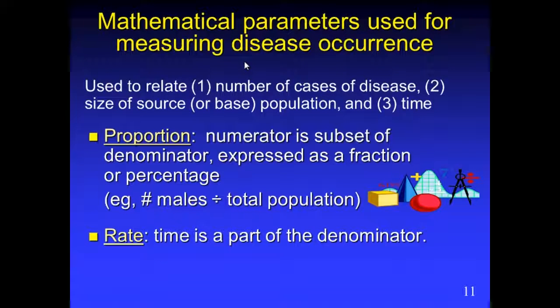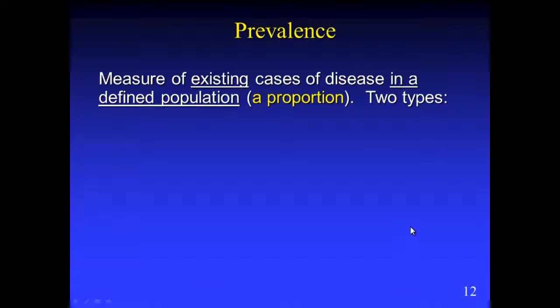So there are several parameters used for measuring disease occurrence, and the first one of these is a proportion, which is basically a fraction. And here I've an example: number of males divided by the total number of people in the population. The second measure which we use we call a rate. And when we talk about a rate, strictly speaking, time should form part of the denominator. And when I get to talking about disease incidence, what I mean by this, time as part of the denominator, will become much clearer.